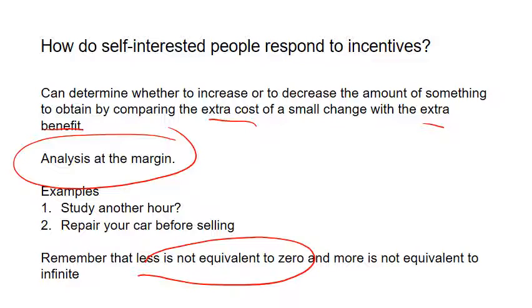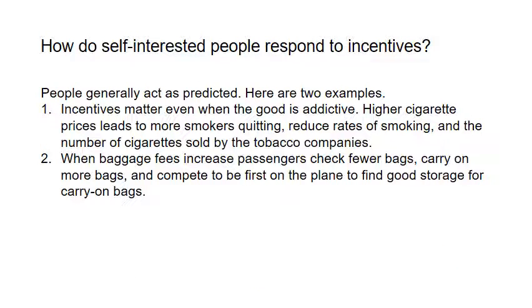All the theory says is the quantity will increase or decrease. When the price of cigarettes goes up, we expect to see the quantity of cigarettes purchased to decrease, but we're not saying the quantity's got to fall to zero. People generally act as predicted.